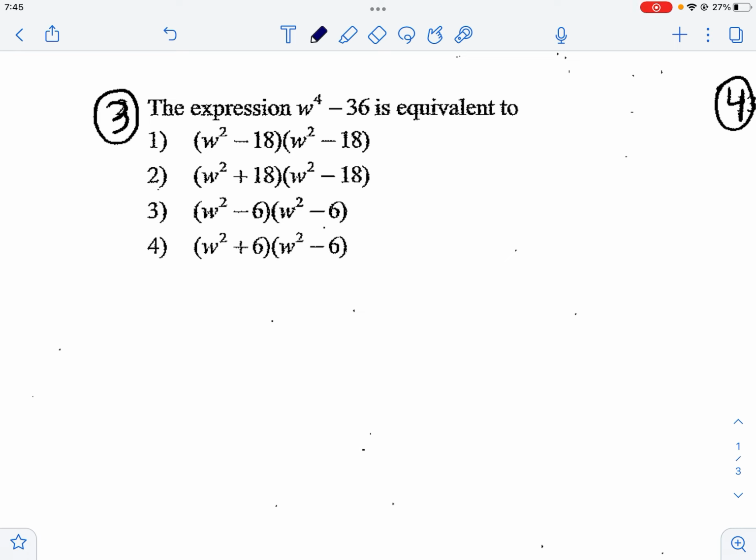For expression number 3, you'll notice that we have two terms. When there are two terms, we want to ask ourselves whether we're missing the b term or missing the c term. In this case, there is no b term. When there's no b term, the second question we want to ask ourselves is, is it perfect squares?